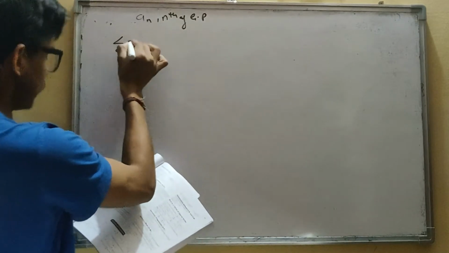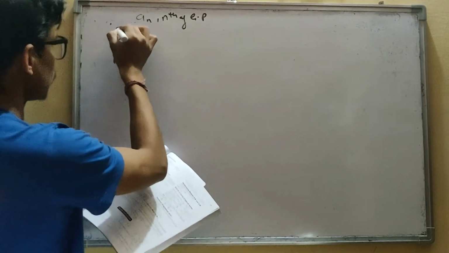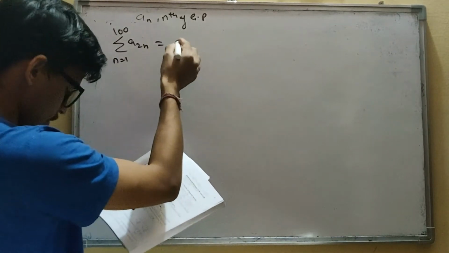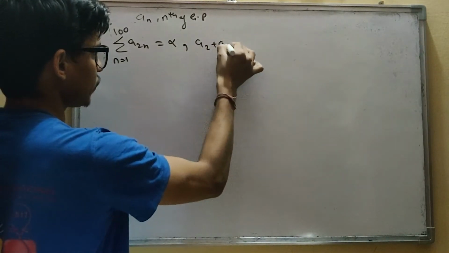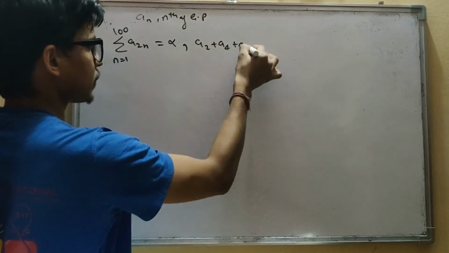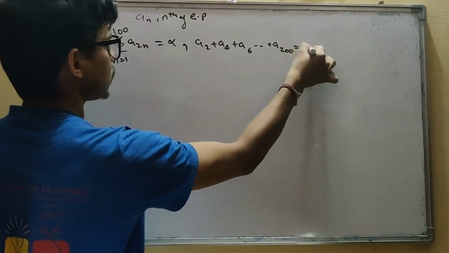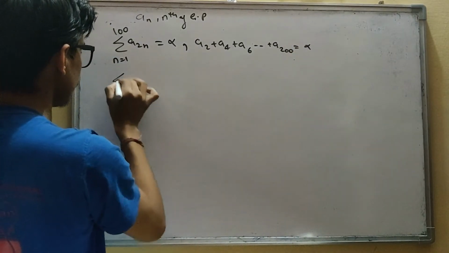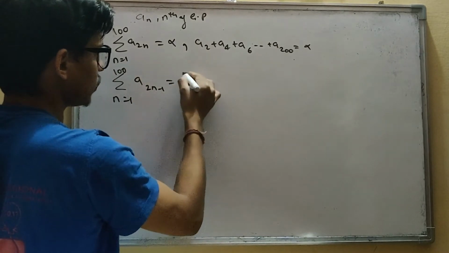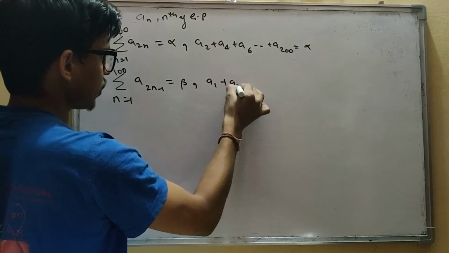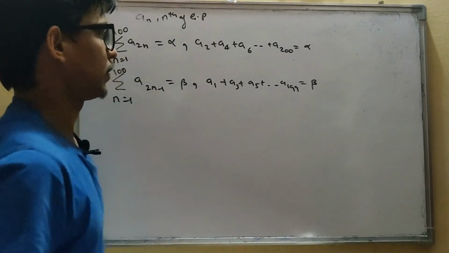So the sum of a_2n, from n equals 1 to 100, is going to be alpha. That is basically a2, a4, a6 and so on up to a200, and the value of this is alpha. Similarly, the sum from n equals 1 to 100 of a_(2n minus 1) is equal to beta. That is a1 plus a3 plus a5 up to a199 is equal to beta, right?